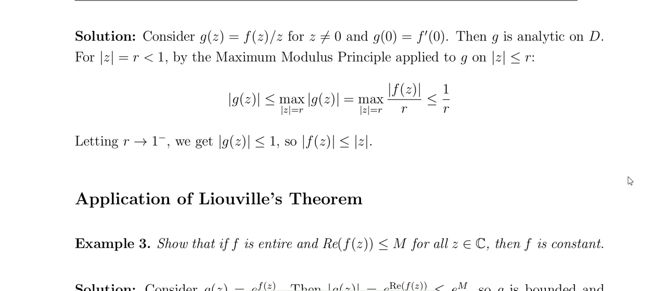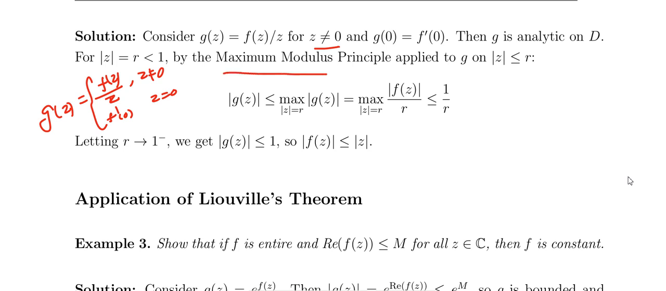Consider g of z equal to f of z by z, defined for z not equal to 0, and g of 0 equals f dash of 0. So g of z is defined as f of z by z for z not equal to 0, and for z equal to 0 it is f dash of 0. So g is analytic, because f is analytic on D, and take mod z equal to r, where r is less than 1.